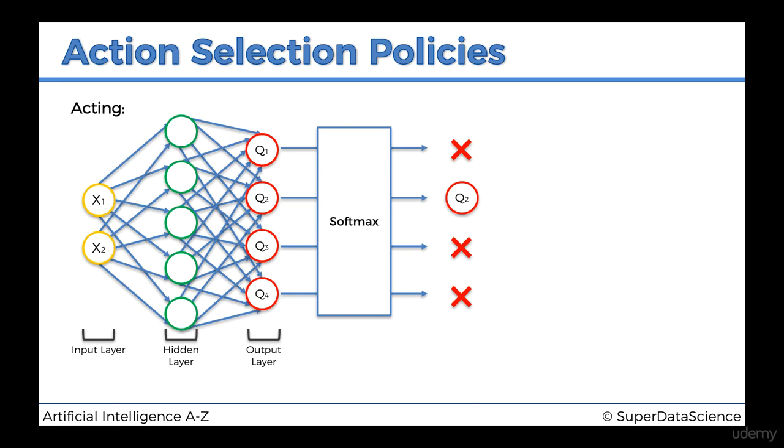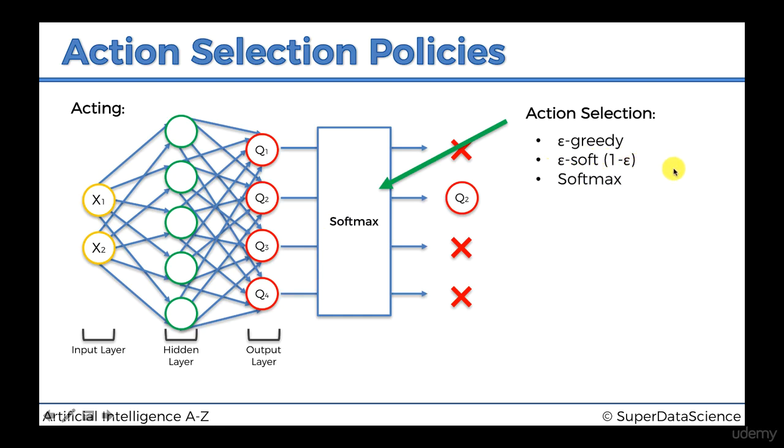But as you can see here, it's not as simple. Here we're using a softmax function, and this is where we're going to talk about action selection policies. In reality, we don't have to have just a softmax function. We can have different action selection policies. For example, we've got epsilon greedy, epsilon soft, and we've got the softmax. And those are the most commonly used action selection policies. Of course, there are others.